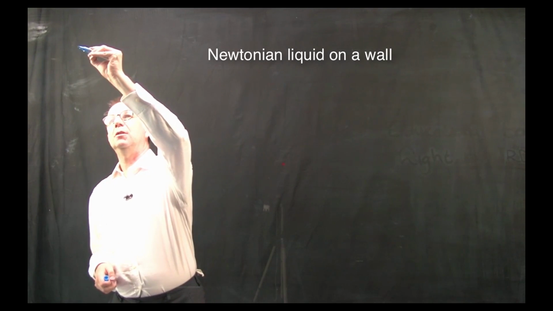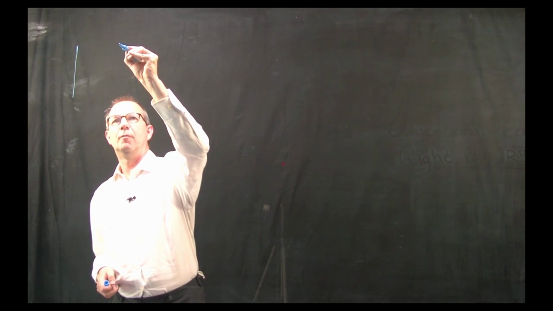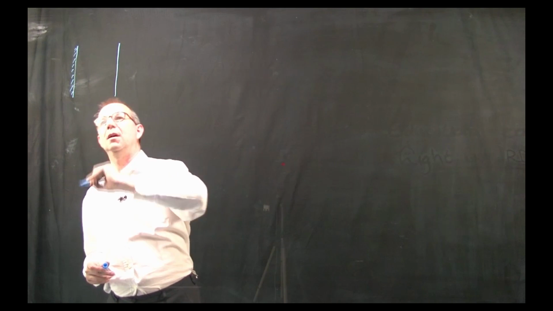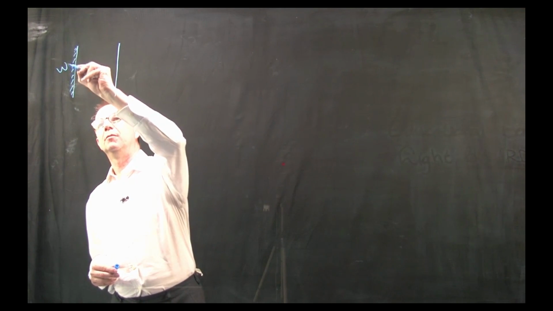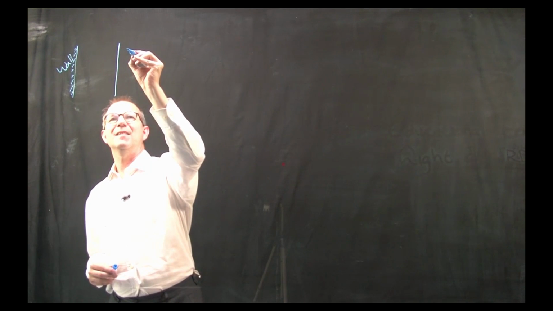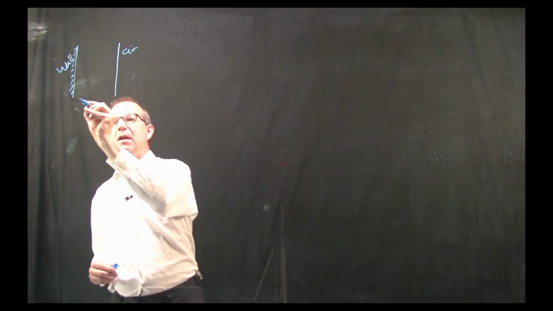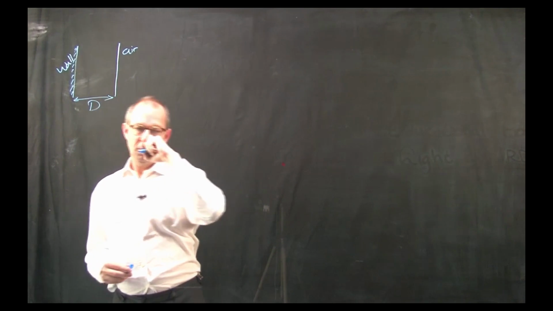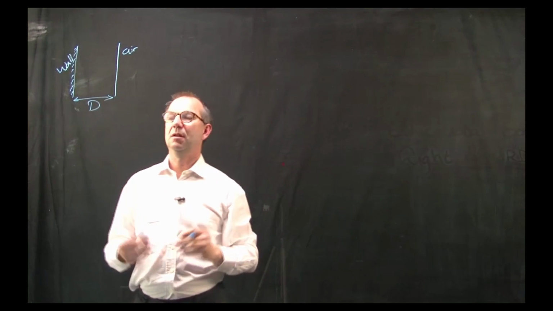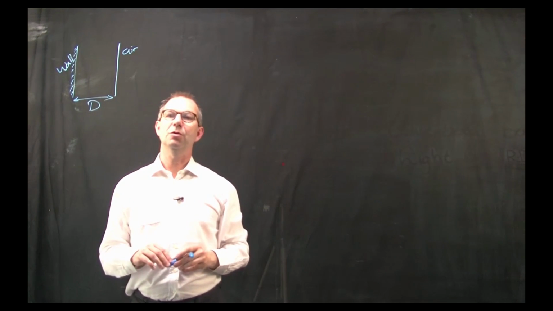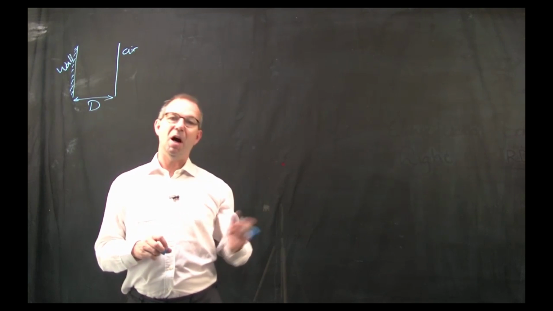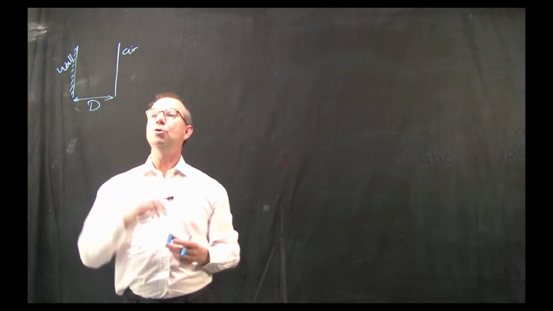We're going to consider laminar flow through a simple geometry. It is a wall on this side and air here. And we have a strip, a layer of liquid of a thickness d that is sitting on this wall. You could think of water, Newtonian liquid, high viscous liquid, but it is Newtonian.